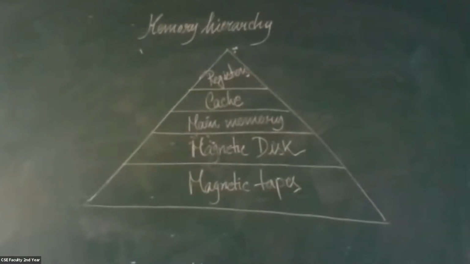Can anyone tell me an example of magnetic tape? Ma'am, radio tape, magnetic tape. Radio tape. Have you seen cassettes? Yes, ma'am, that's one. Ma'am, magnetic disc is the hard disk drive. It is a kind of memory.